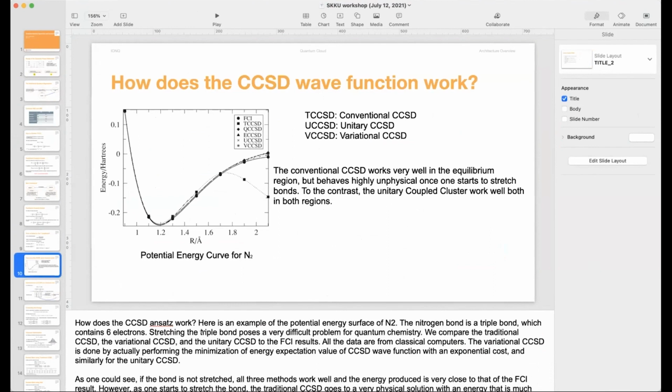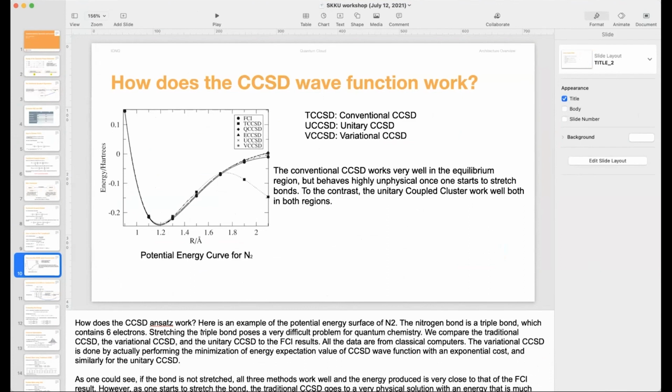Okay, so how does the coupled cluster wave function work? Here's an example of the potential energy surface of a nitrogen molecule. The nitrogen bond is a triple bond, which contains 6 electrons. Stretching the triple bond poses a very difficult problem for quantum chemistry. We compare the traditional coupled cluster, the variational coupled cluster, and the unitary coupled cluster with singles and doubles to the full CI results.